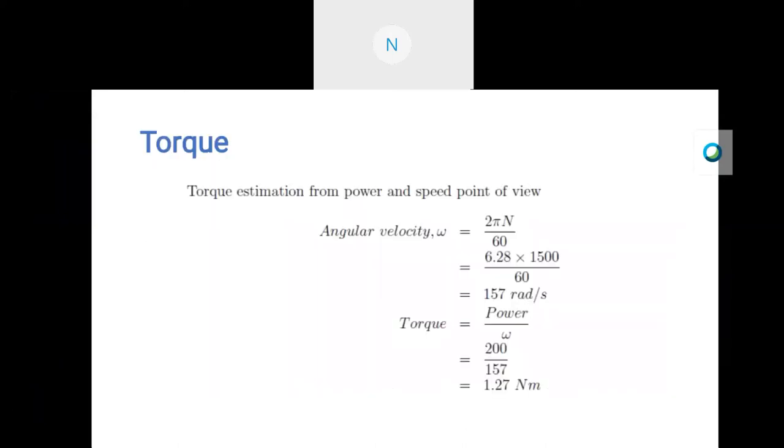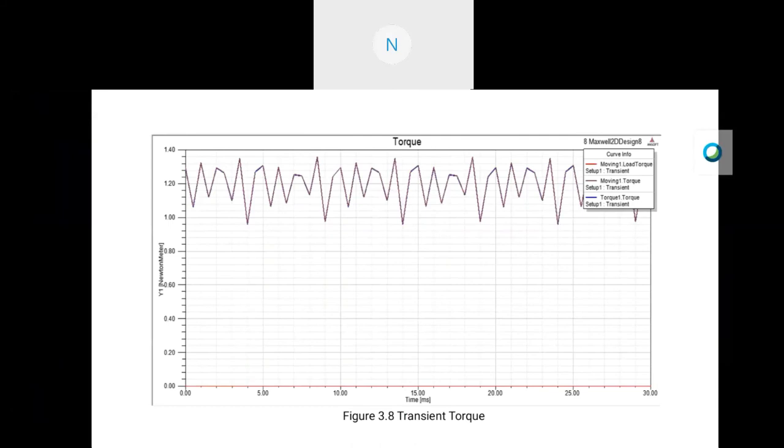Sir, in the next slide, there is the torque. We have calculated the torque as 1.27 newton meter, and the simulated torque is around 1.2 newton meter. It is in great correlation with our calculated value.